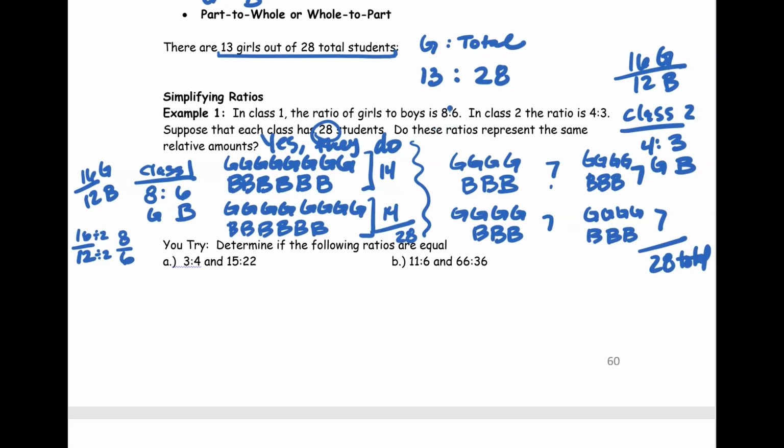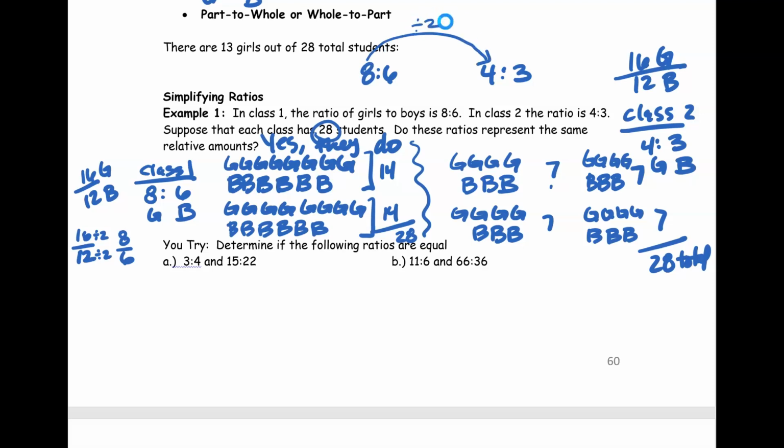Let's finally erase this up top so I have a little bit more room. Let's look at these ratios side by side real quick before we move on. Just like fractions, we can ask, how do you relate 8 to 4? Well, 8 divided by 2 is 4. If I do the same thing to 6, divided by 2, I get 3. You could also write it as a fraction. We essentially reduced the first ratio to make the second. So they mean the exact same thing.